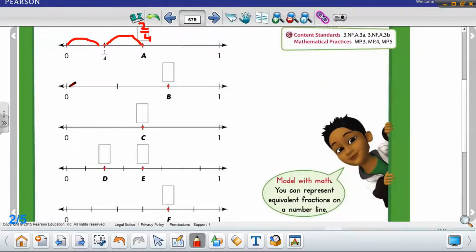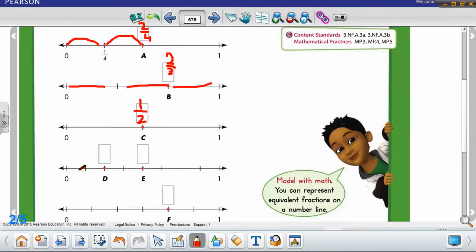How many pieces do we have? We have 1, 2, and 3. So this one, 1/3. So this one, 2/3. This one, of course, yes, 1/2.